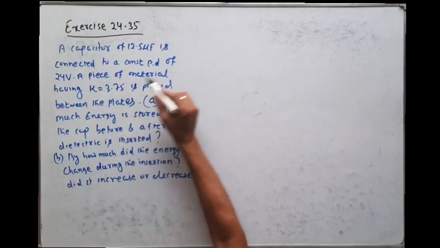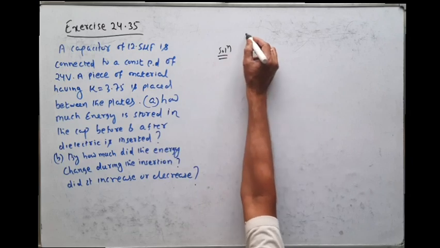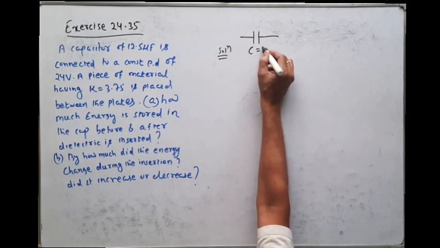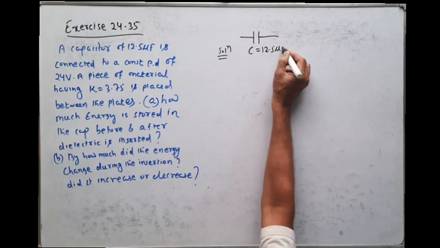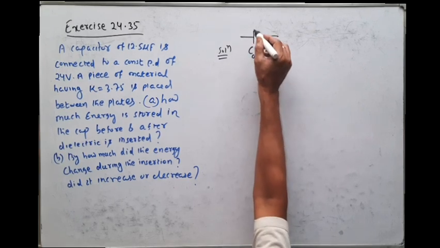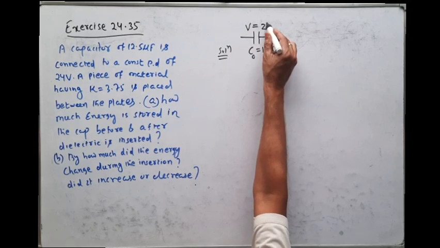Now let us solve exercise 24.35. The question is, a capacitor of capacitance 12.5 microfarad, initially with air as the dielectric, is connected to a potential source of 24 volt.